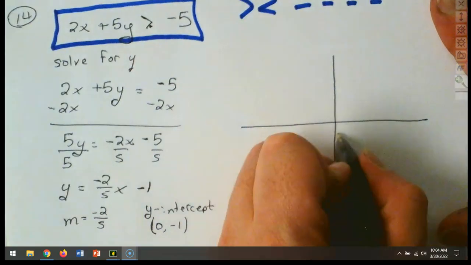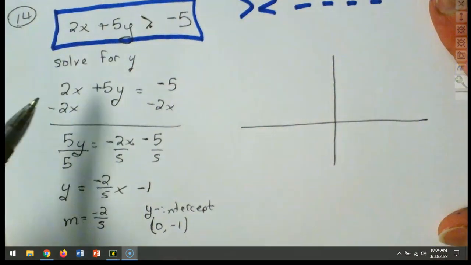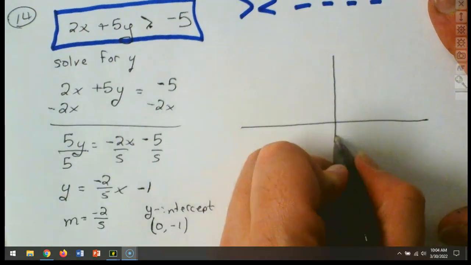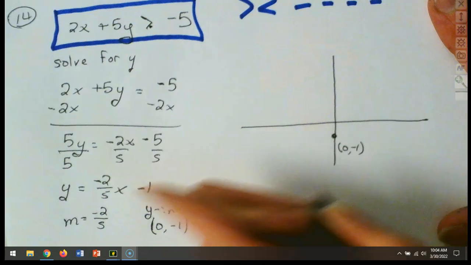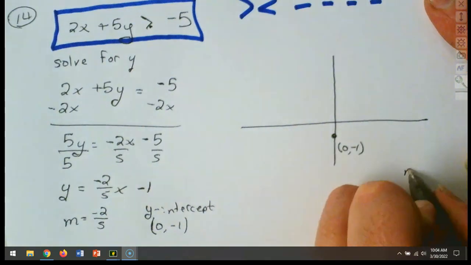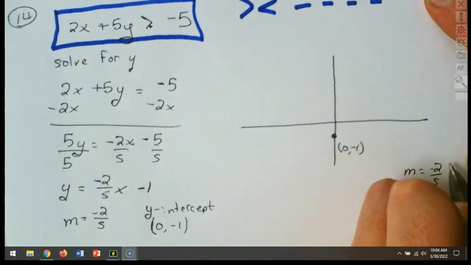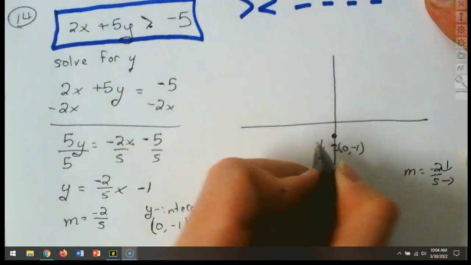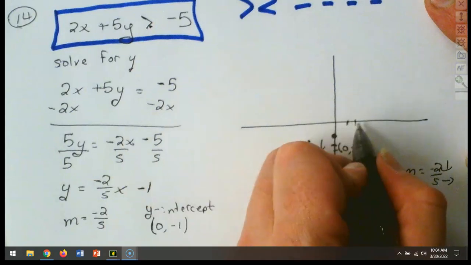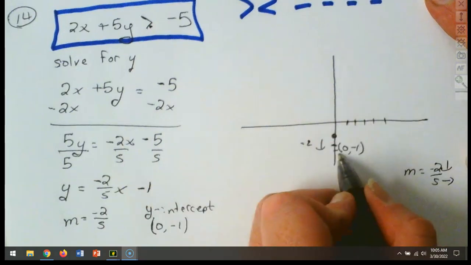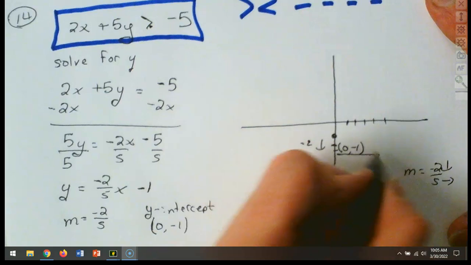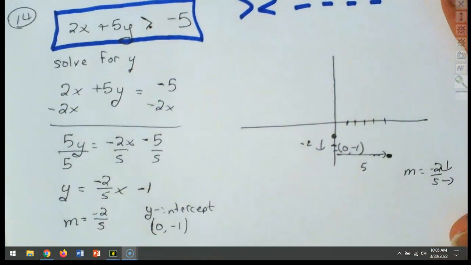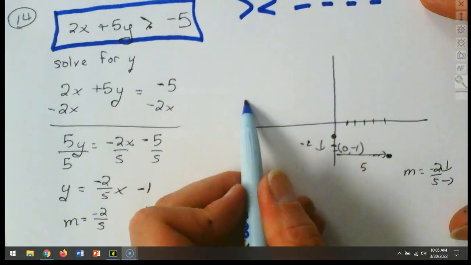Where do we start at? Okay, make sure we did everything right here. Make sure all the signs are correct. Yep, everything looks right. We start down here at 0, negative 1. And my slope is a negative 2/5, so we go down 2 and we go over 5. So down 1, 2. And then we go over 1, 2, 3, 4, 5. So down 2 units, over 5 units. We make our second dot. Connect them together with a dotted line.